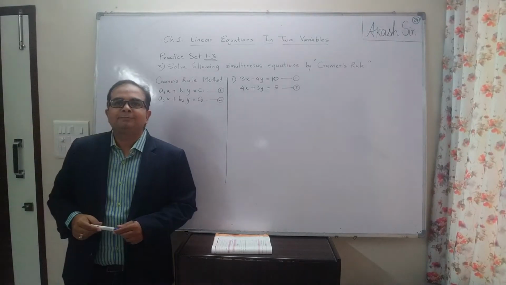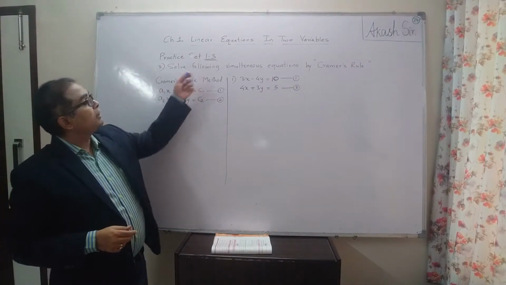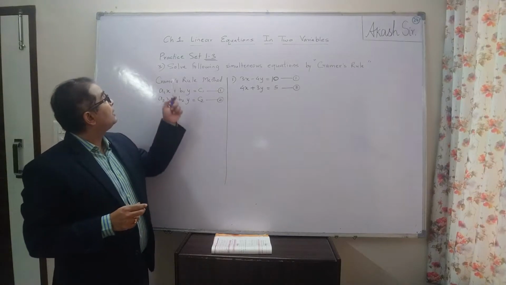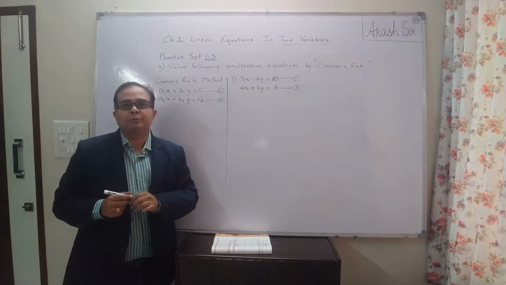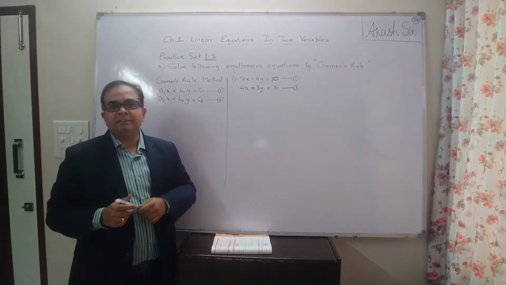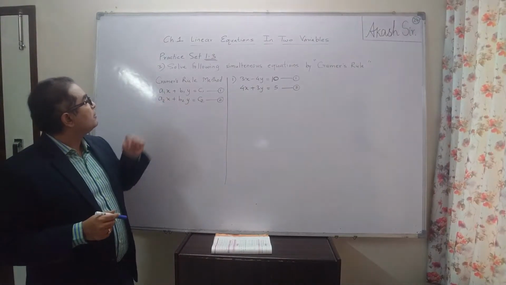Hi friends, now we'll start practice set 1.3, second and third example, that is, solve the following simultaneous equations by Cramer's rule. Now before starting the examples, let's see what Cramer's rule is.